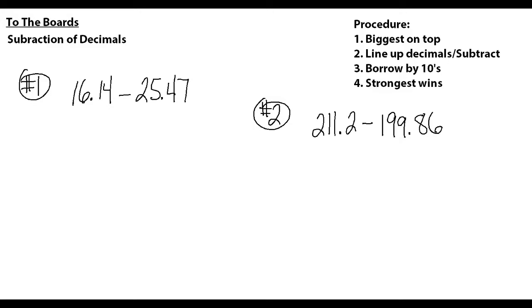Hello and welcome back to the boards. In this section, we are going to practice some subtraction of decimals. We've learned 4 procedures. First of all, make sure to put the biggest number on top. Next, line up the decimals and subtract. Third, borrow by tens if needed. And last, remember, the strongest number wins. If the biggest number was positive, your answer is going to be positive. If your biggest number was the subtraction number, then your answer will be the subtraction number.